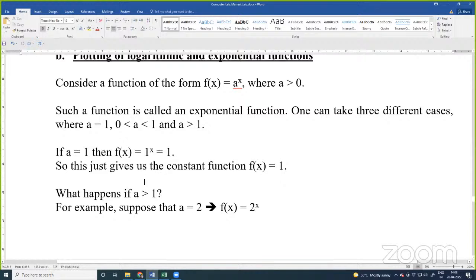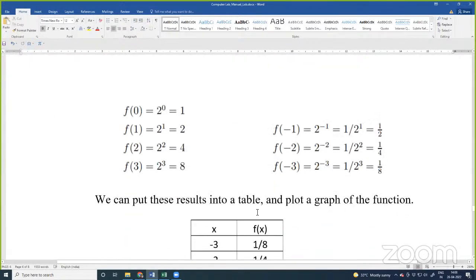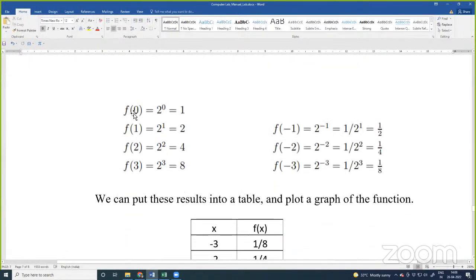What happens if a is greater than 1? For example, let a be 2. f of x is equal to 2 to the power of x, which you have to plot. If x is equal to 0, 2 to the power of 0 is 1. If x is equal to 1, 2 to the power of 1 is 2.